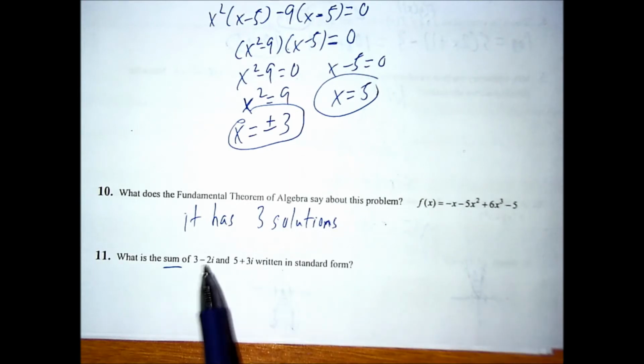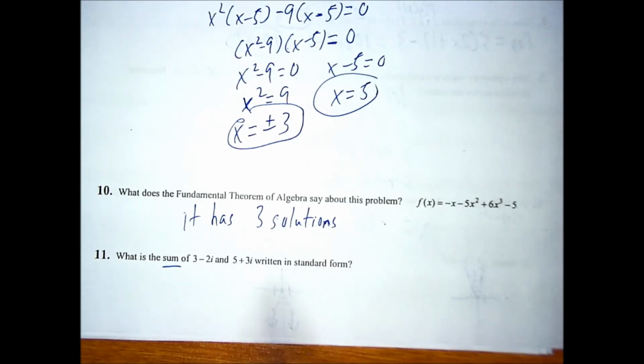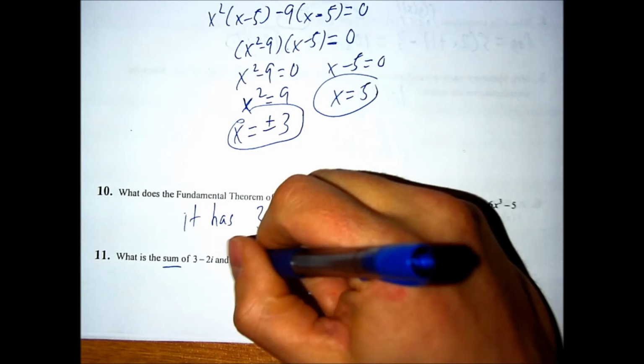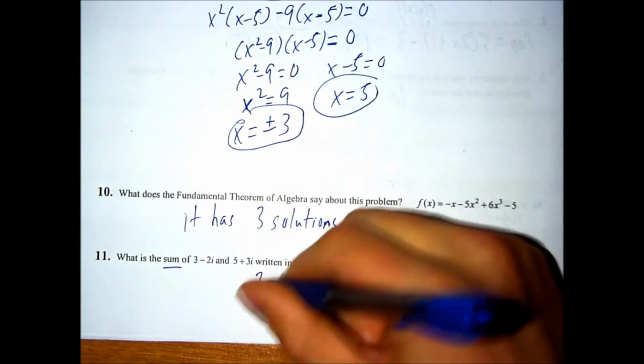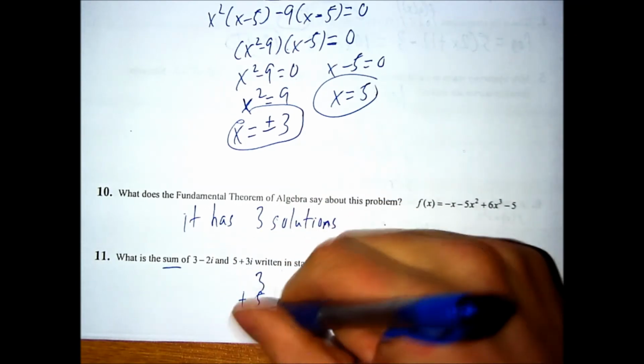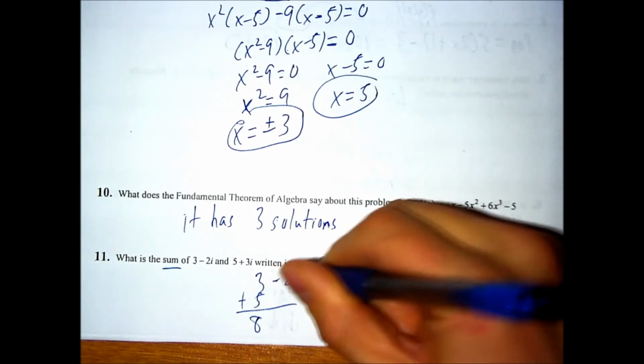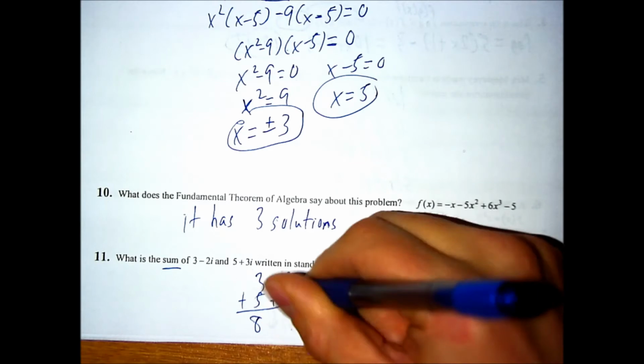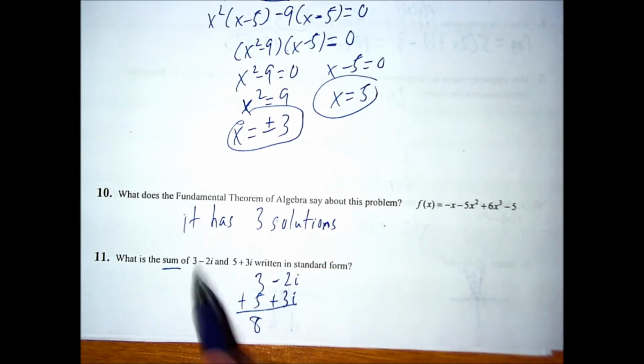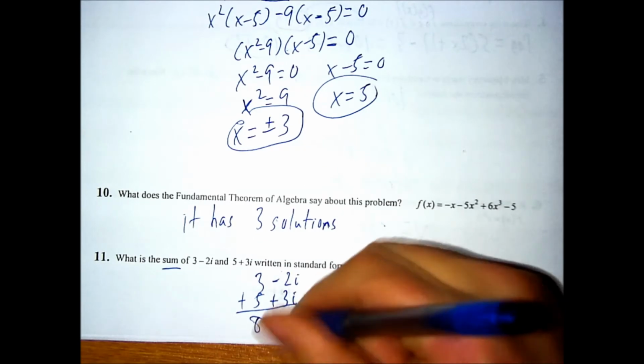This is a complex number addition. We will add the real parts of the numbers. So 3 plus 5 is 8. And we will add the complex parts as well. Now the complex parts have opposite signs, so they actually subtract here because it's negative 2i plus 3i. But we will be adding the numbers together when we use the keyword sum.